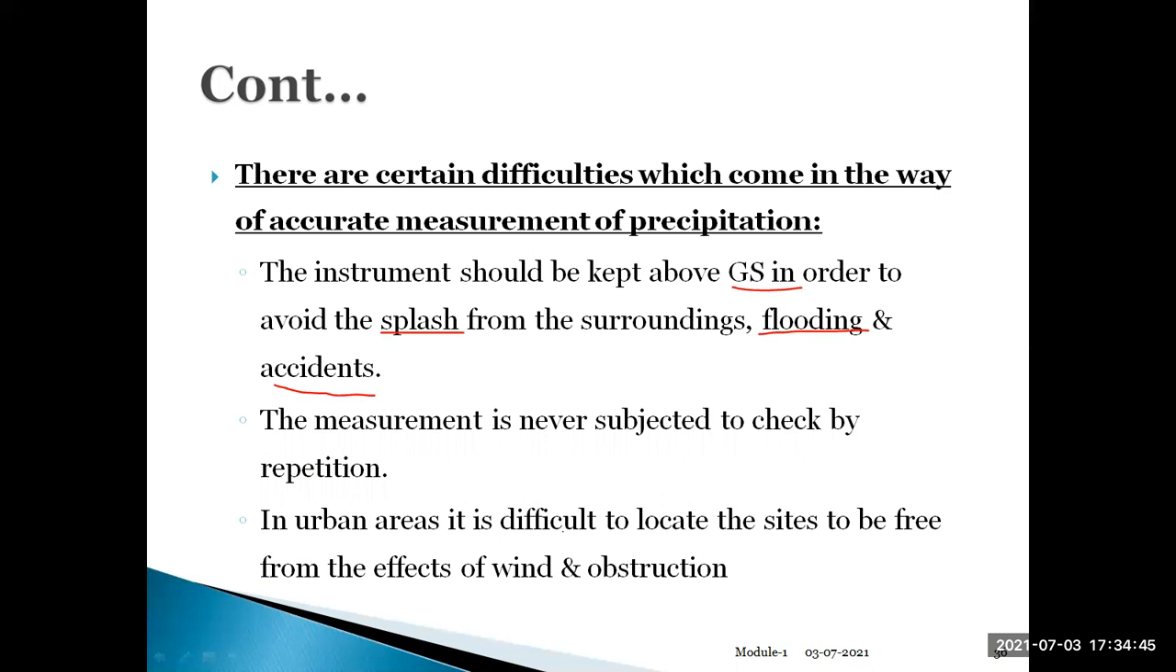And in urban areas, it is difficult to locate a site free from the effect of wind and obstruction, which will affect the recording of rainfall. Those are some of the difficulties which we are going to face.